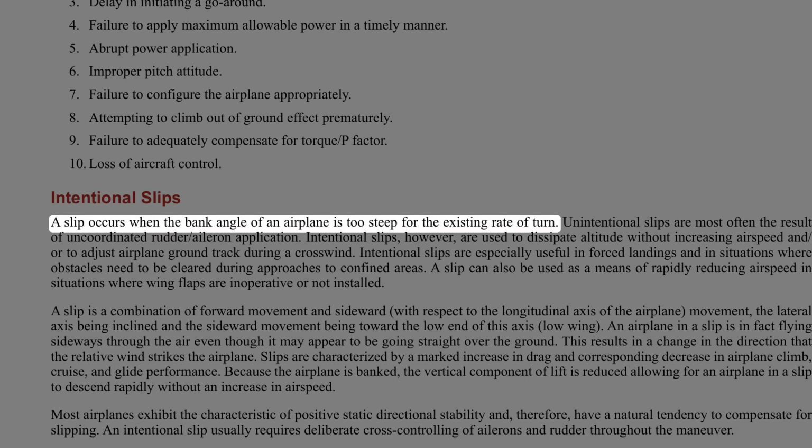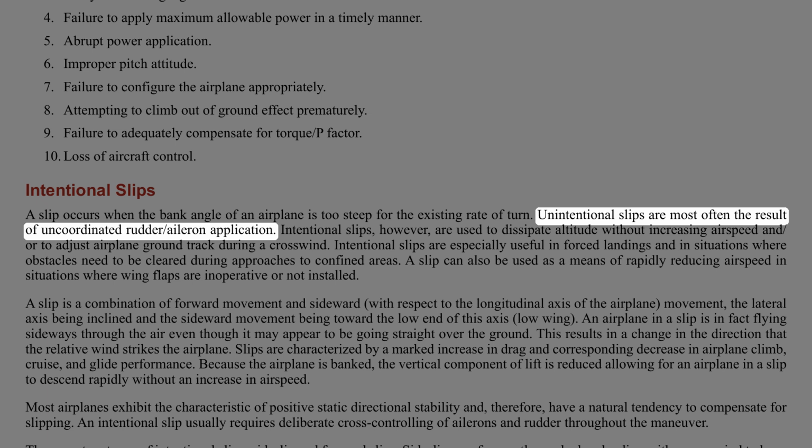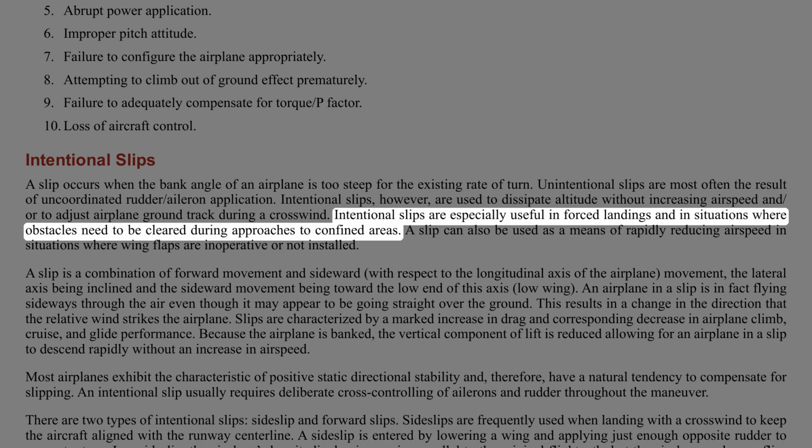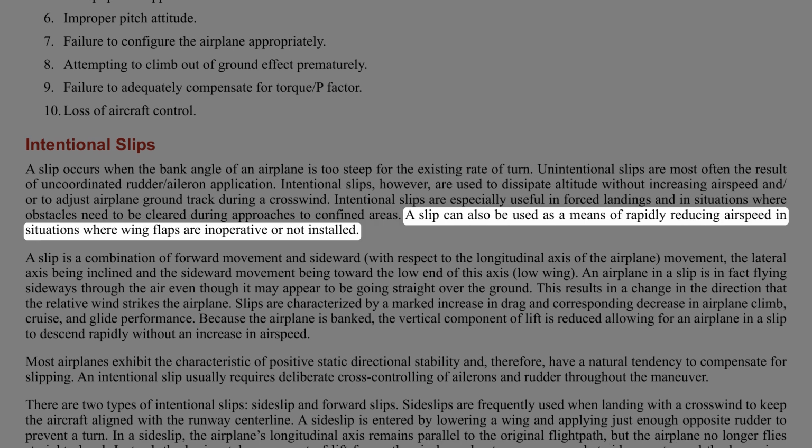Intentional slips. A slip occurs when the bank angle of an airplane is too steep for the existing rate of turn. Unintentional slips are most often the result of incoordinated rudder and aileron application. Intentional slips, however, are used to dissipate altitude without increasing airspeed or to adjust airplane ground track during a crosswind. Intentional slips are especially useful in forced landings and in situations where obstacles need to be cleared during approaches to confined areas. A slip can also be used as a means of rapidly reducing airspeed in situations where wing flaps are inoperative or not installed.